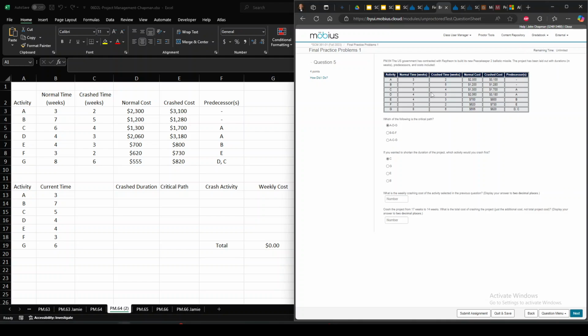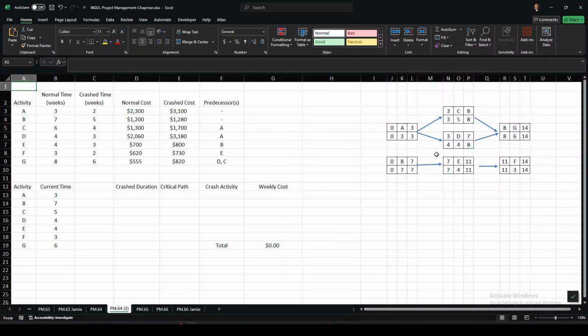So here's the project, and we can see that A goes to C and D. Here's the predecessors, so it's going to C and D. C and D are going to G. B is going to E. There's B to E. And E is going to F, or D to F.